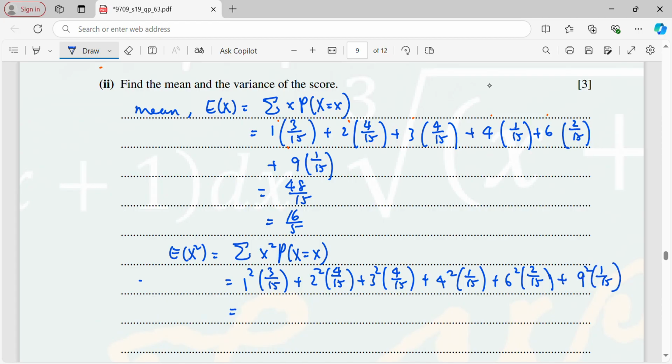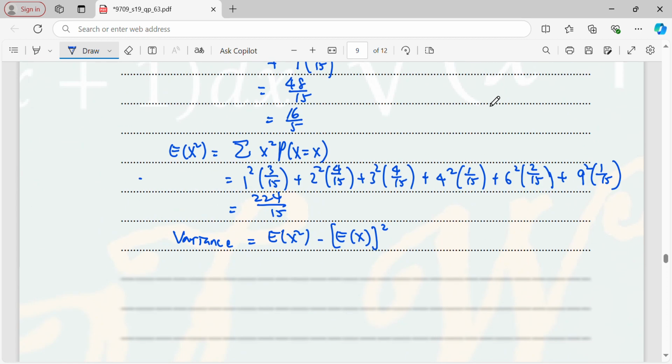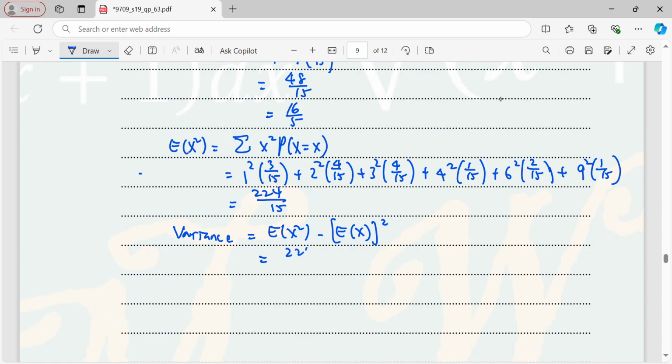Then from here, you will be getting 224 over 15. And lastly, the variance, that is EX squared minus square of the EX. So I will be getting 224 over 15 minus square of 16 over 5. Then you will be getting 352 over 75. That is 4.69.